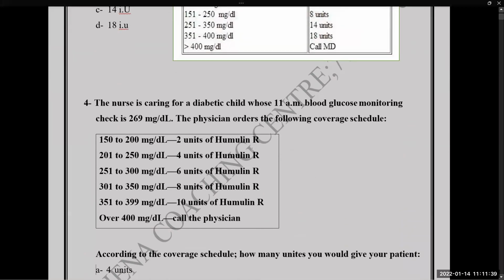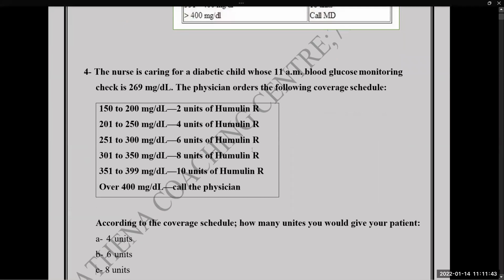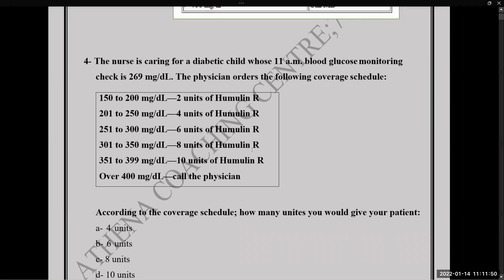Next, the nurse is caring for a diabetic child whose 11 a.m. blood sugar monitoring is 269. So the order is given. According to the coverage schedule, how many units would you give to your patient? For 269, it's 6 units. Fine.